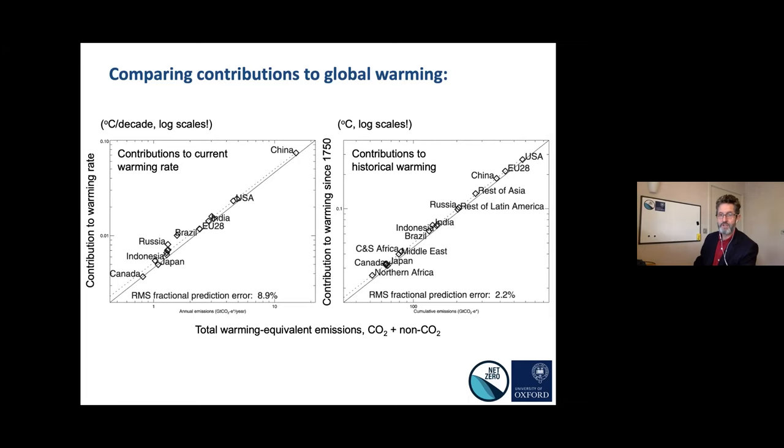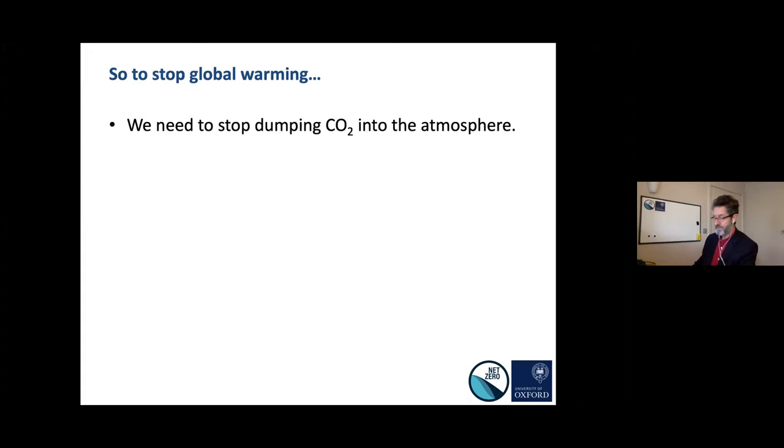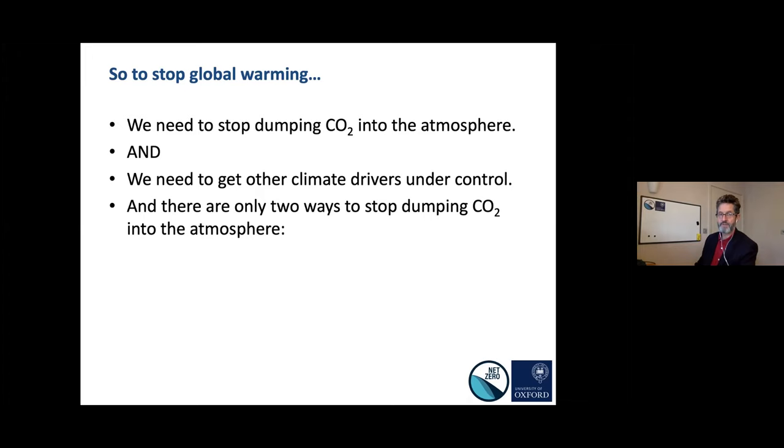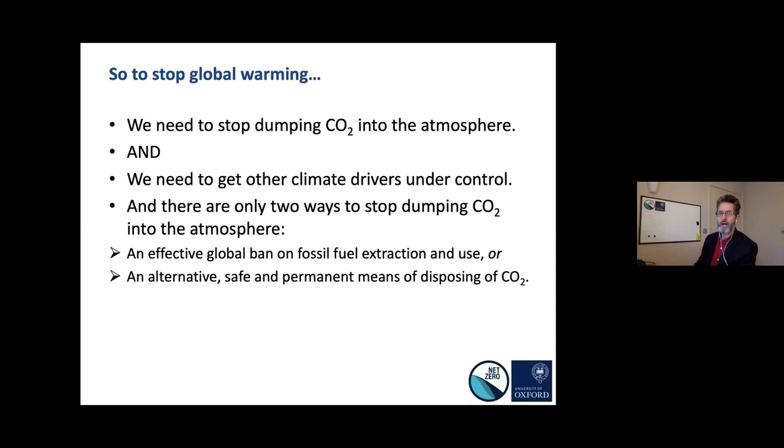So this very simple formula allows you to assess what individual countries are doing to global temperatures, what they have done in the past, and indeed what they need to do in the future to get global warming back under control. To stop global warming, we need to stop dumping carbon dioxide into the atmosphere, and we need to get other climate drivers like methane and aerosols under control. But the first thing we need to do is stop dumping carbon dioxide into the atmosphere. And this is important because there are only two ways to do it. We could enact a global ban on the extraction and use of fossil fuels. And if that sounds implausible to you, we need to find an alternative, safe and permanent means of disposing of the carbon dioxide generated by fossil fuel use.